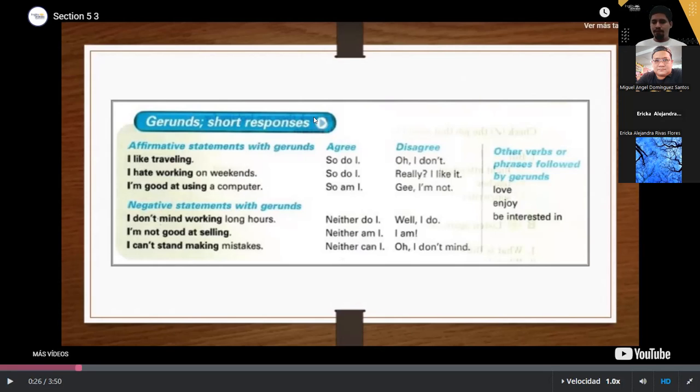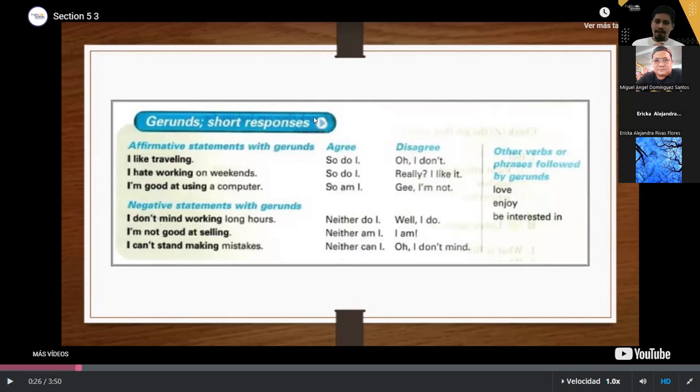What we have here are some expressions in negative and also in affirmative. Something particular here is that even though we have an affirmative sentence, we can disagree with something. For instance, in negative statements with gerunds, it says, I don't mind working long hours. If we just provide answers like, well, I do, we are telling the other person that we're talking with that we disagree with that statement. So it's like the opposite of it. I'm using a negative, or I want to say disagreement, in an affirmative form. So it is possible to do that.